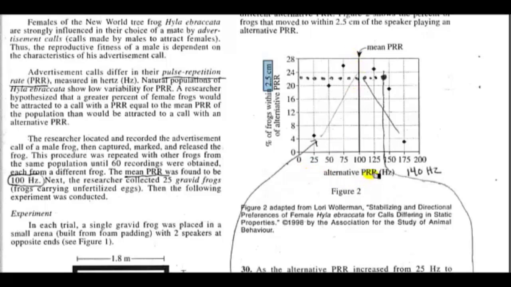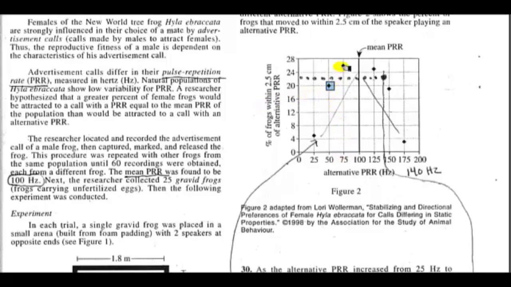So we are going to start at 25 and progressively move to 175, and we want to see what happens to the percent of frogs. So quickly just look. Here's where we are at 25%, right here roughly at 5. Then we move over to 50, and it looks like we increase now to 20%.